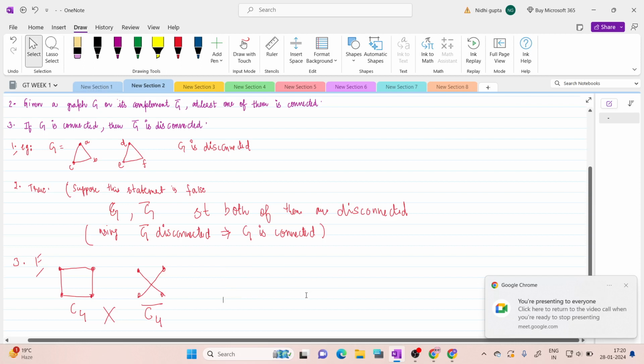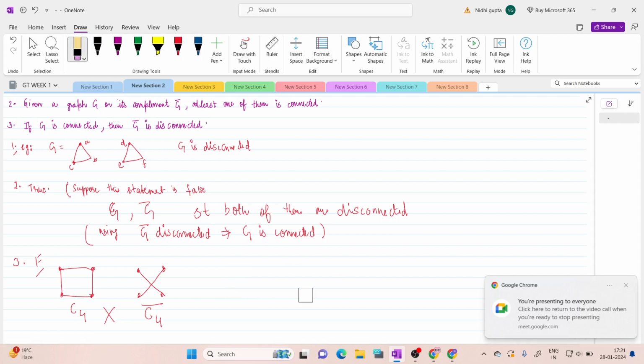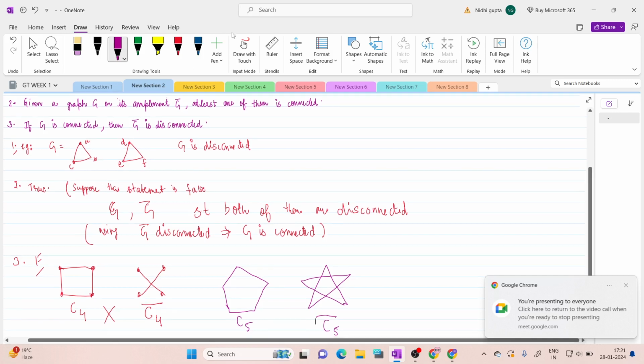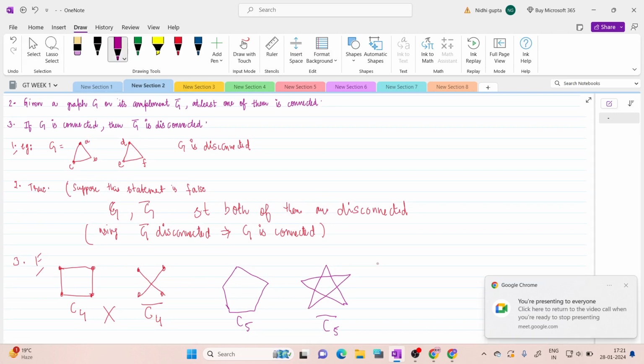Ma'am, why can't we take a pentagon, and its complement will be a star? Yes, this C5 will work. The complement will be a star. So here both are connected. There can be many more examples. So we see that the third statement is false.